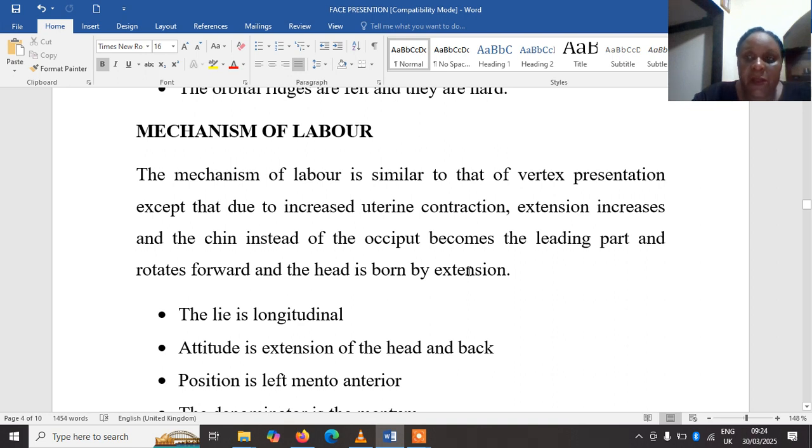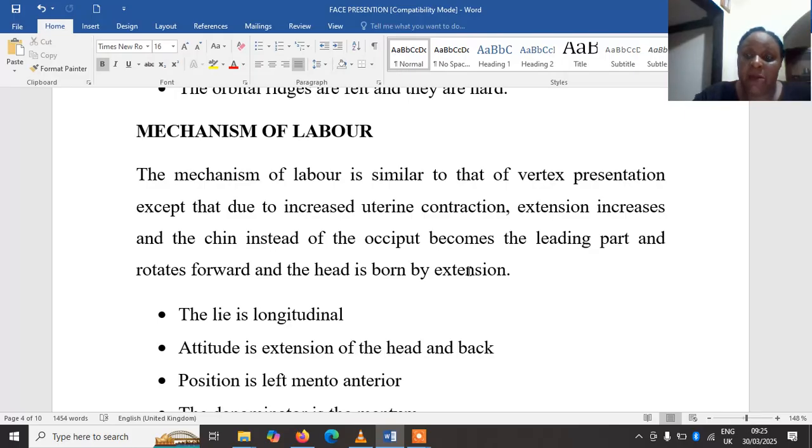Let us now talk about the mechanism of labor in face presentation. The mechanism of labor is very similar to that of the vertex presentation, except that due to increased uterine contractions, extension increases. In normal, due to uterine contractions, flexion increases. This time it is the opposite, extension increases, and therefore when extension increases, the chin becomes the leading part instead of the occiput.